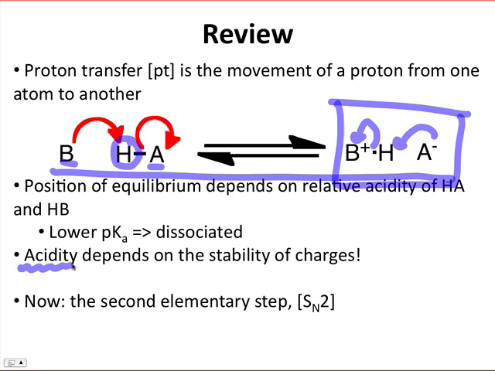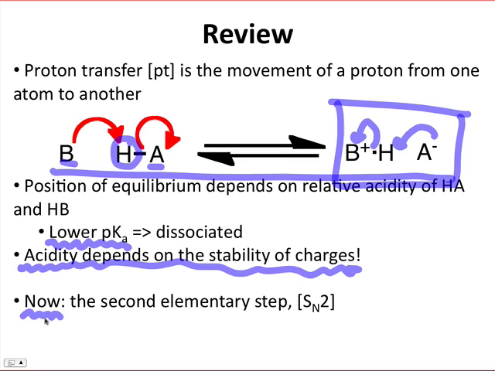Acidity depends on the stability of charges, and this is really important. There's no need necessarily to memorize pKa's as long as you know the factors that control the stability of charges, and we've talked about those over the past couple of lectures. Right now what we're going to talk about is the second elementary step, SN2.